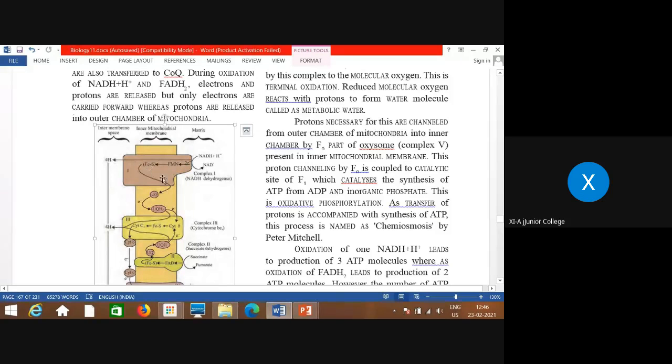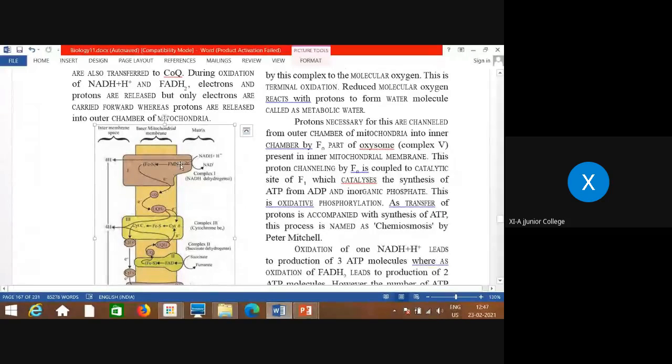Then through FeS, these electrons are carried to coenzyme Q. This is also called ubiquinone. Then when it is reduced, it is called ubiquinol. Just now I read, right? So from ubiquinol, these electrons are carried to the next complex, that is complex 3, the cytochrome BC1 complex. These electrons are first accepted by B, then by C1, and during this transfer, again, a second ATP is generated.